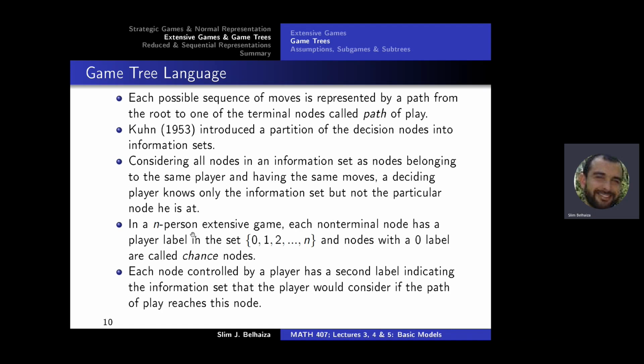In n-person extensive games, each non-terminal node has what we call a player label in the set capital N of players, and a zero label node represents a chance node. And each node controlled by a player has a second label indicating the information set. So a player may have a different number of information sets than the number of decision nodes which belong to him, or the number of opportunities or possibilities of play in the game tree.